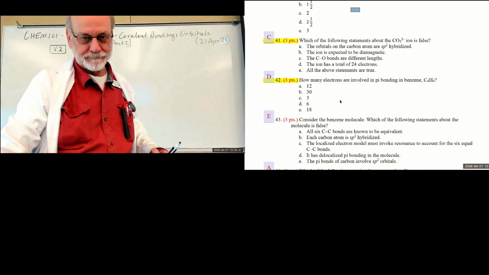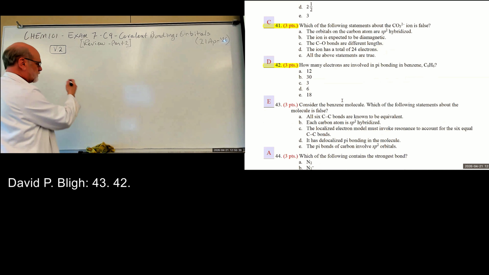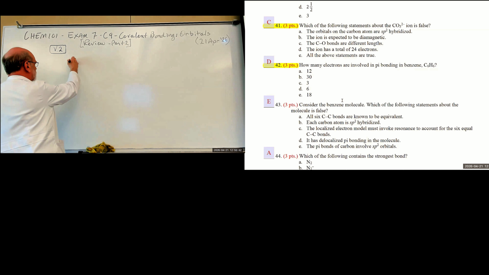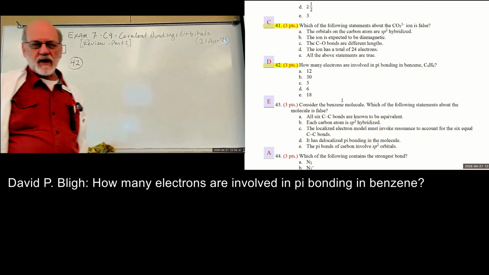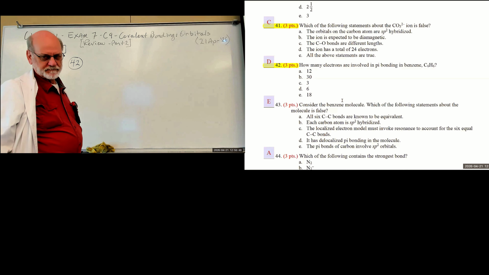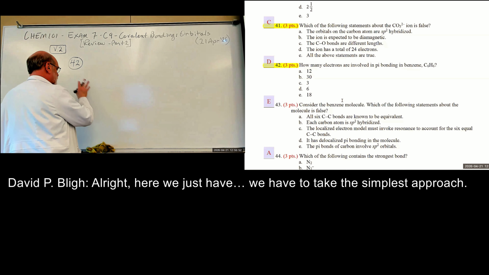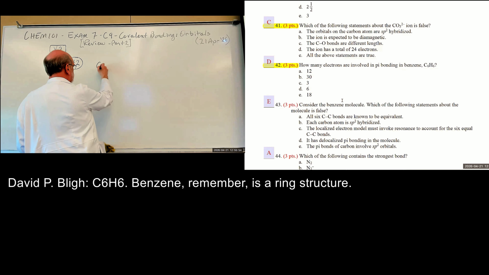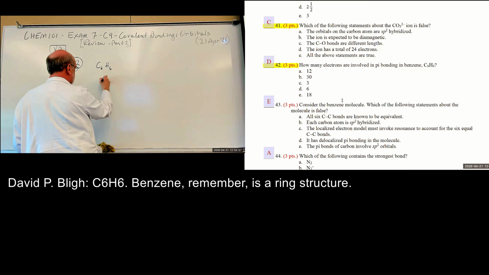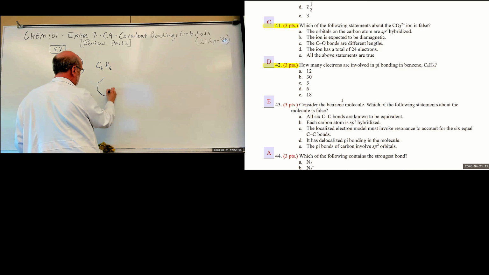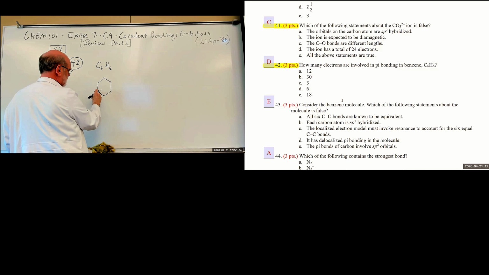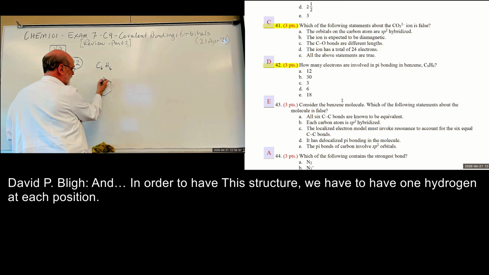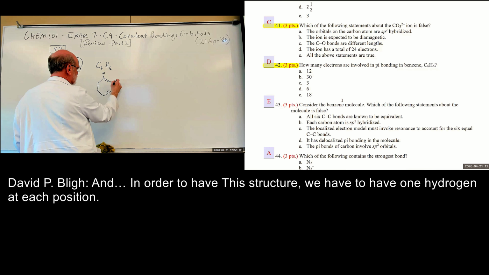All right. 43. 42. Yeah, 42. How many electrons are involved in pi bonding in benzene? All right, here we have to take the simplest approach. C6H6. Benzene, remember, is a ring structure. Like that. There's a carbon at each one of these junctions. And in order to have this structure, we have to have 1 hydrogen at each position.